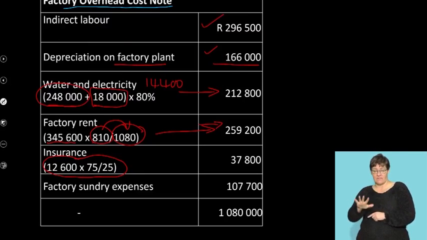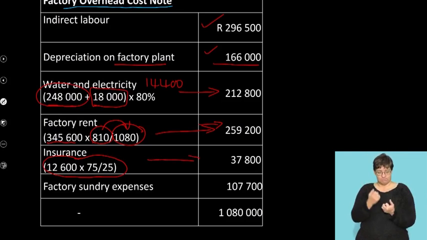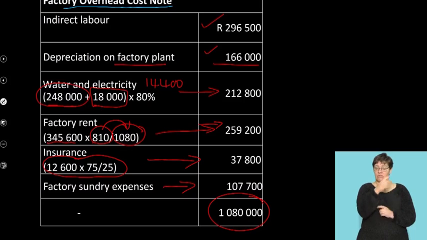You've got the 25% as your known. You want the 75%. Therefore, you do that calculation to give you the 37,800. Add your total factory sundry expenses, and your total amount is now 1,080,000. Okay.